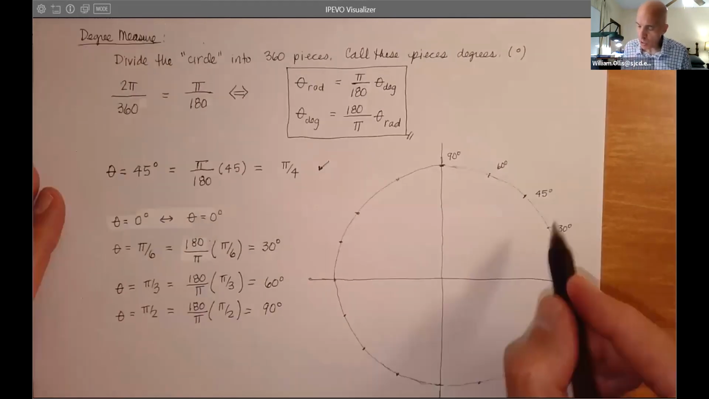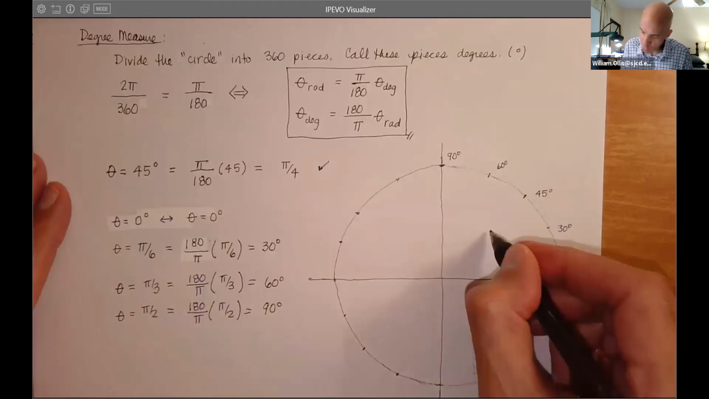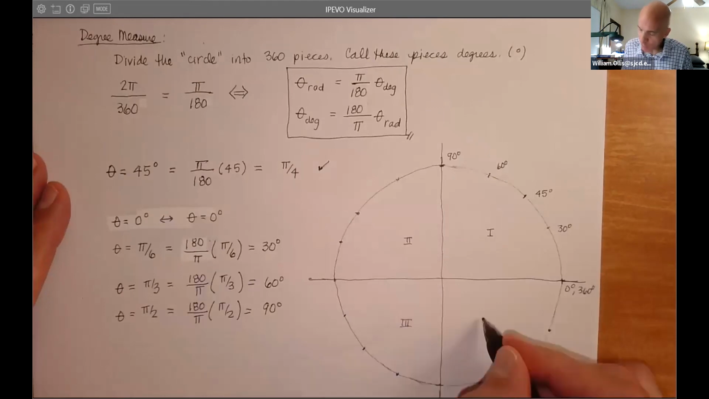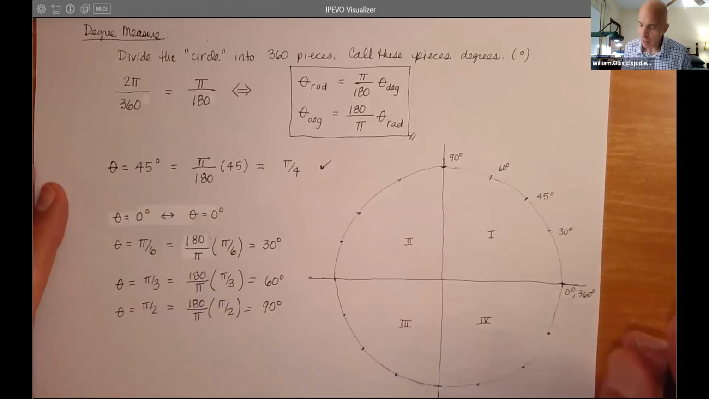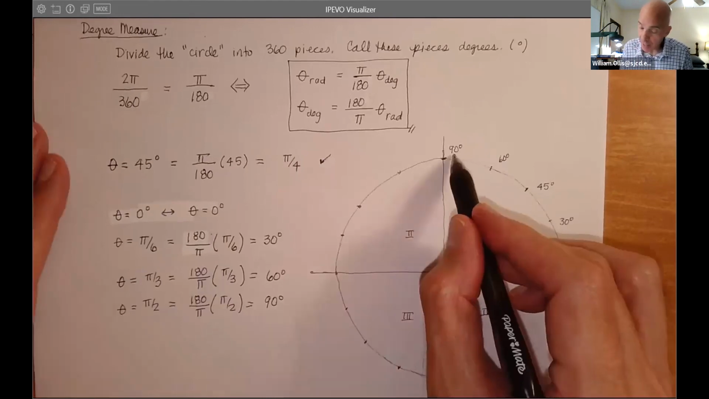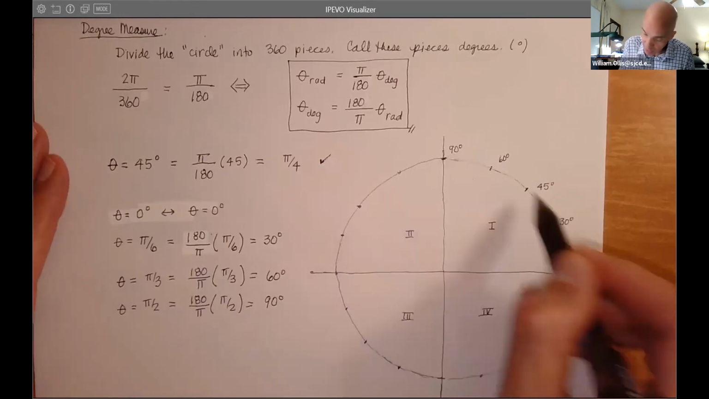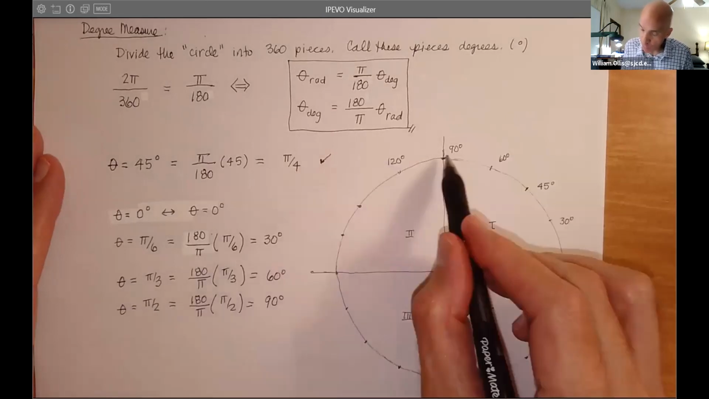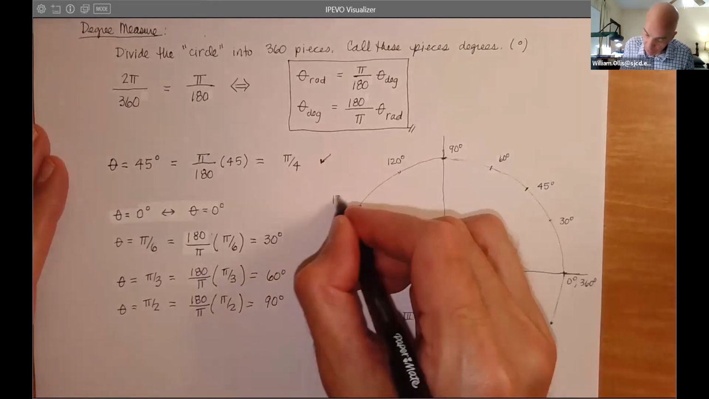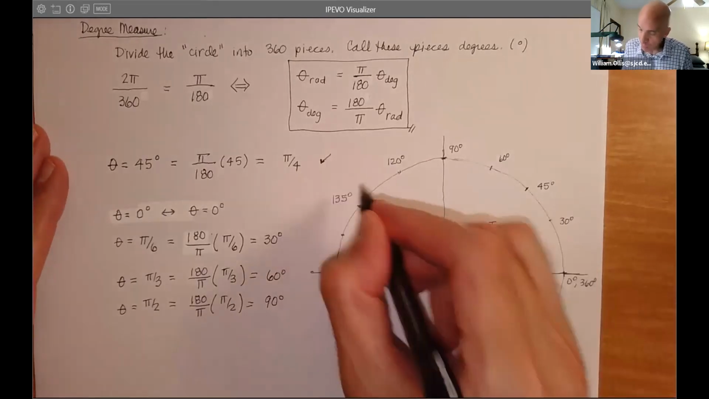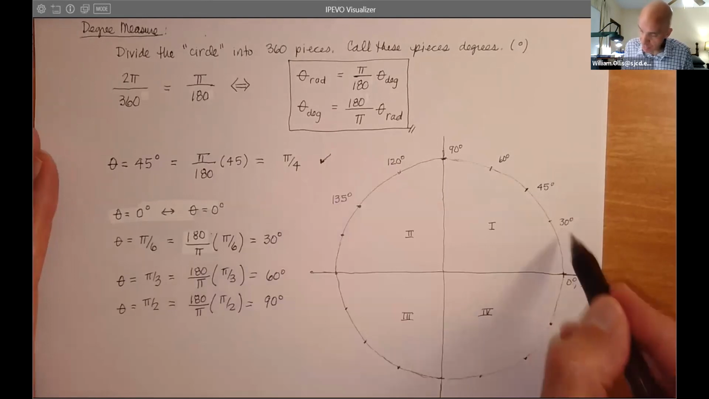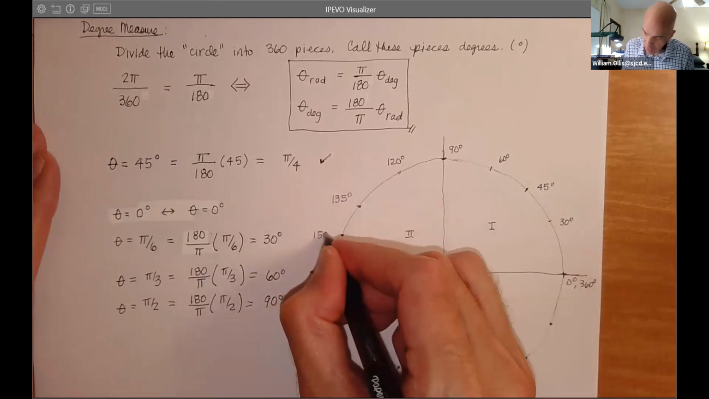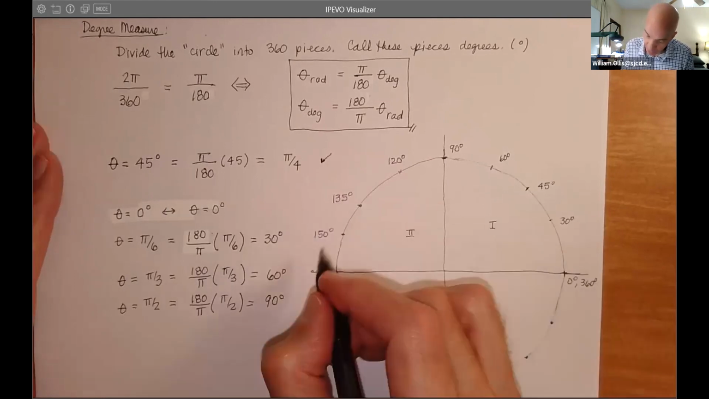So here's first quadrant, second quadrant, third quadrant. So we're getting all these nice formulas to do problems. So now we'll just say 90, plus 30, that's 120. And then we can do 90 plus 45, that'll be 135. And then we can do 90 plus 60, that'll give us 150. And then of course, 90 plus 90 is 180.